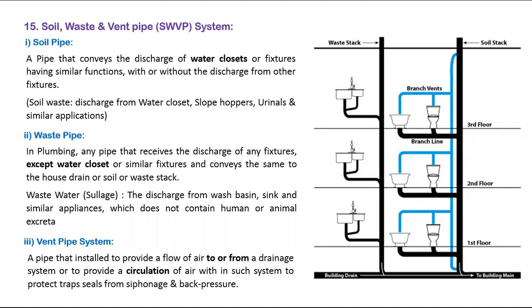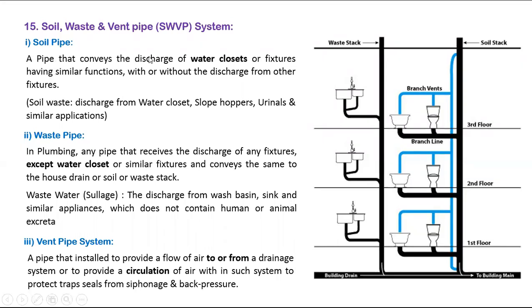Another one is rainwater. Without touching any human waste, rainwater comes only from rain, not human waste. Rainwater can be used after treating. But soil and waste water we have to treat and use for flushing purposes only, or otherwise for irrigation purposes. It is not for drinking purposes. But rainwater we can treat and we can drink also.